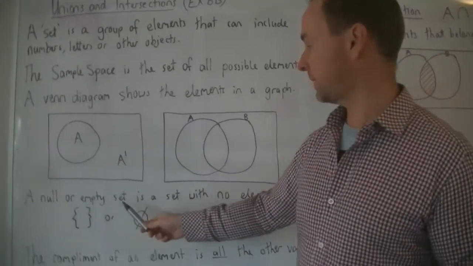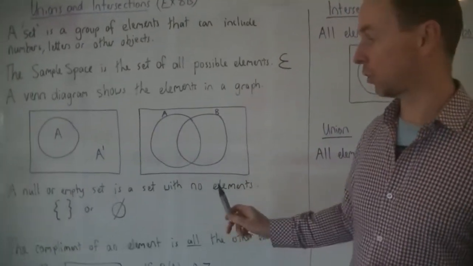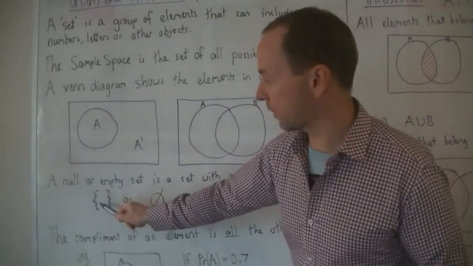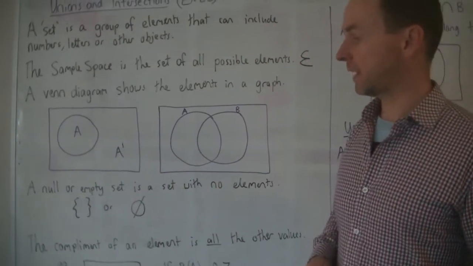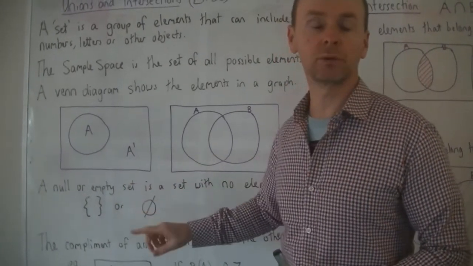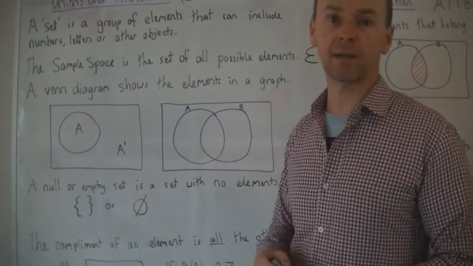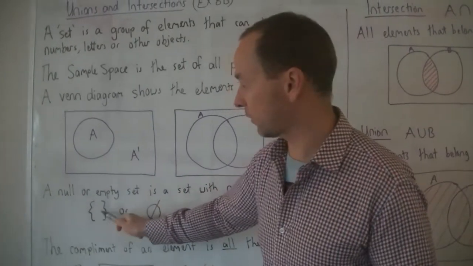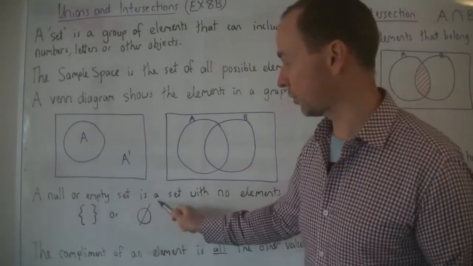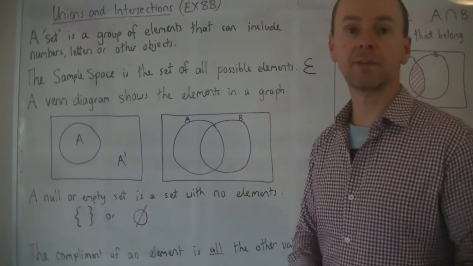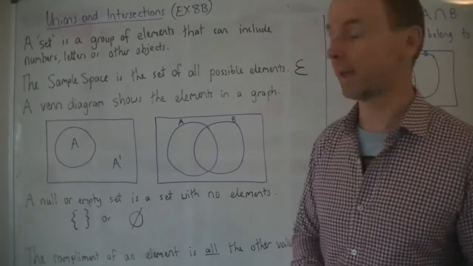A null or empty set is a set with no elements at all. So remember we use braces and we write all the elements inside the braces there. If it's an empty set, do not write the word nothing or nothing's in here or something like that, because that's wrong. You just literally write the braces with nothing in there. So you leave it empty, or you can use a circle with a line through it. That indicates an empty set, so there's nothing in there.